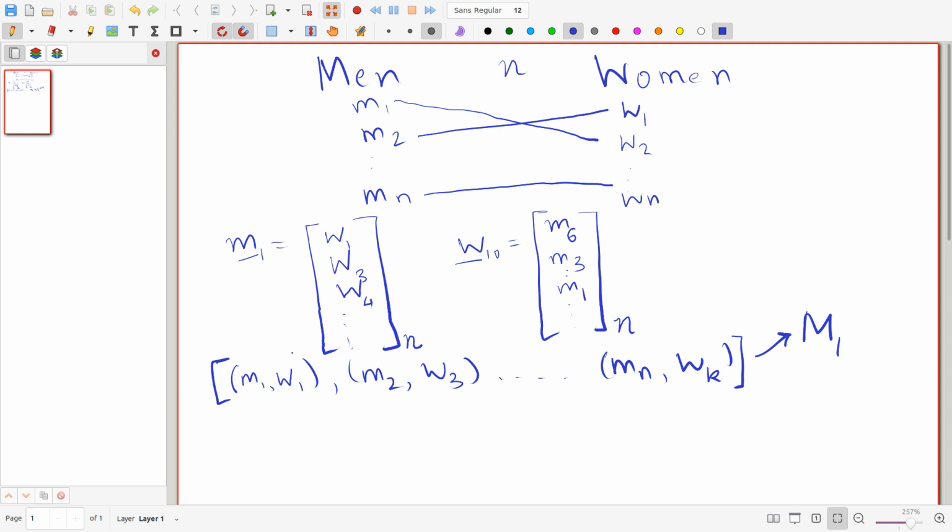And as you can imagine, there can be different ways in which we pair a man with a woman and include all n men and n women. And we can come up with different matchings. So this is just one example of one matching. An interesting problem to consider here is how many matchings are possible. Let's see.